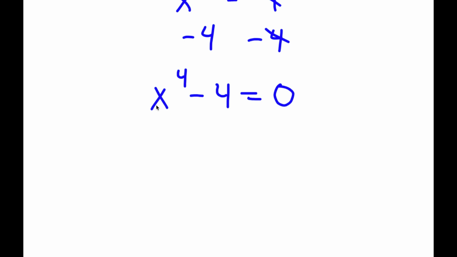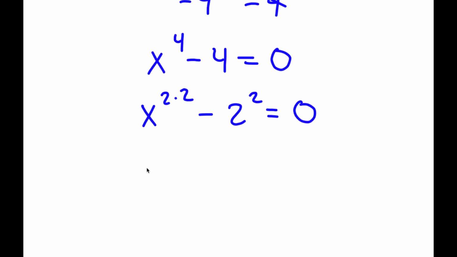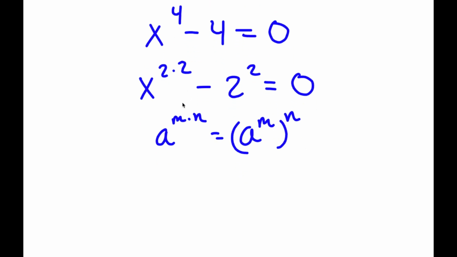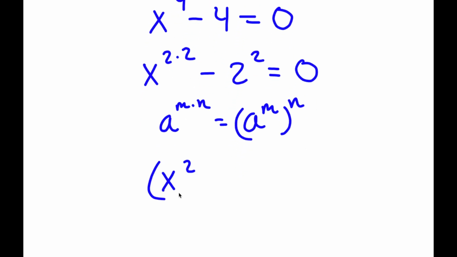Now I can rewrite x to the power of 4 as x to the power of 2 times 2. So now I have x to the power of 2 times 2 minus 4, which I can rewrite as 2 to the power of 2, equal to 0. Now if I have something in the form a to the power of m times n, this is equal to a to the power of m to the power of n. So x to the power of 2 times 2 is equal to x to the power of 2 to the power of 2, minus 2 to the power of 2 is equal to 0.